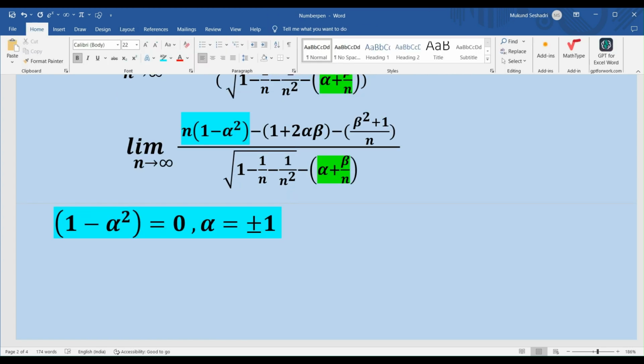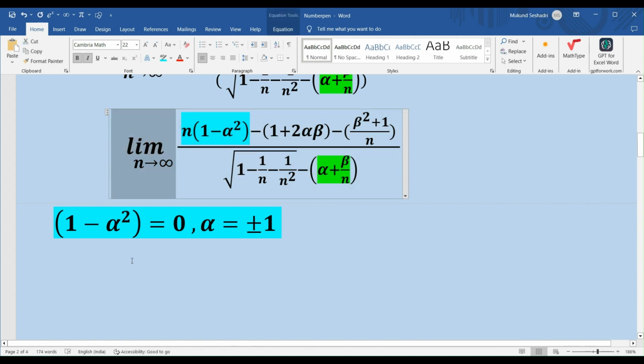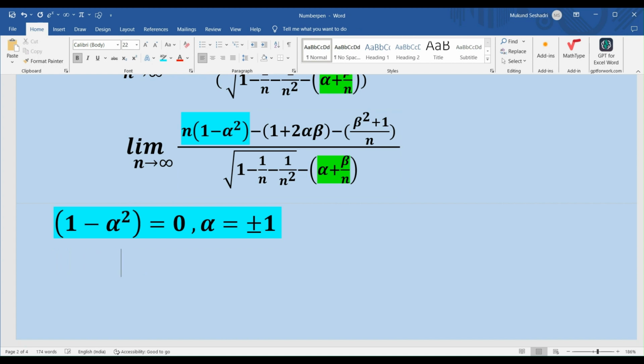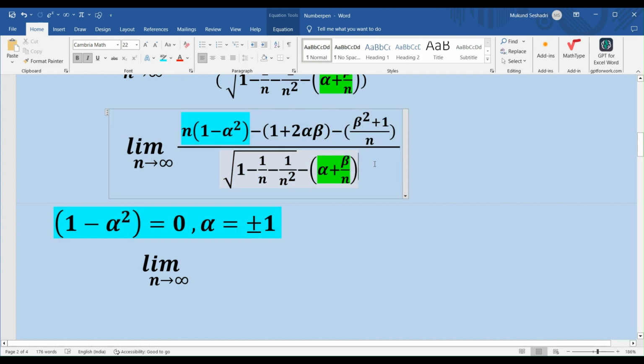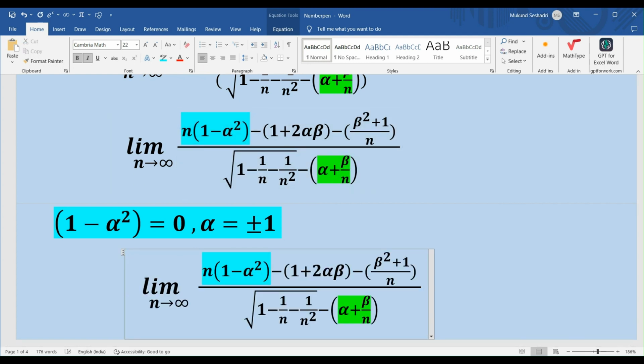So let's work this out, assuming that your 1 minus alpha square is 0. Then your expression will tend to a finite limit. Otherwise, you will never be able to arrive at a finite limit. And what you're being given is that this has a finite limit with a value 0. So let me copy this entire thing as it is, and assuming the condition 1 minus alpha square equals 0, let's write down the final limit of this expression.